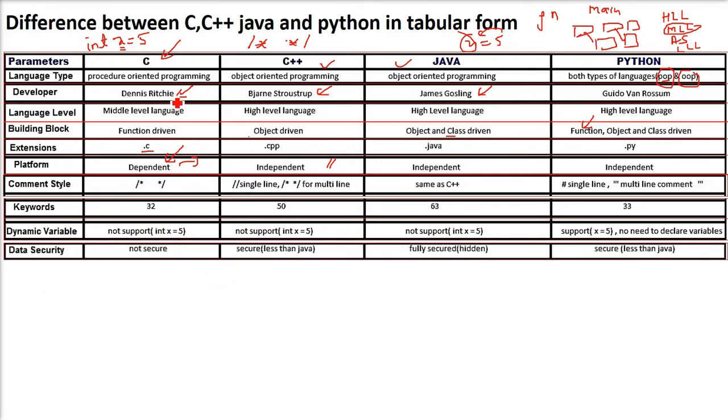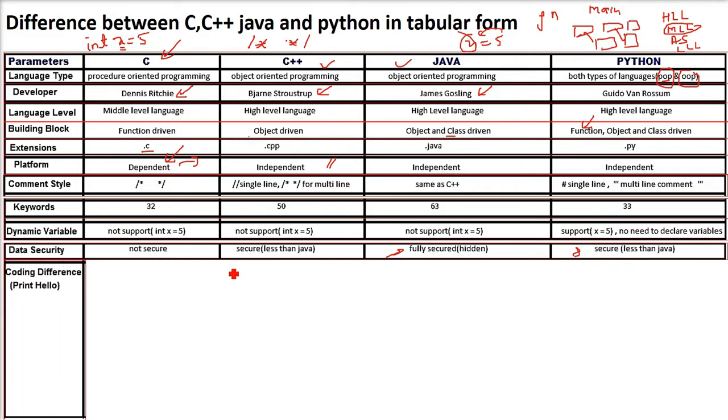Data security. C is not very secure because everything is open. Of course, the data is not open, but everything is global and all gotos are used. C++ is secure, but Java is more secure. And Python is also secure.